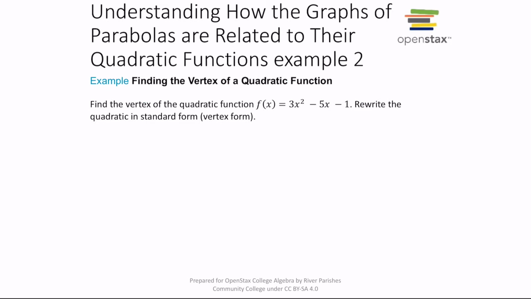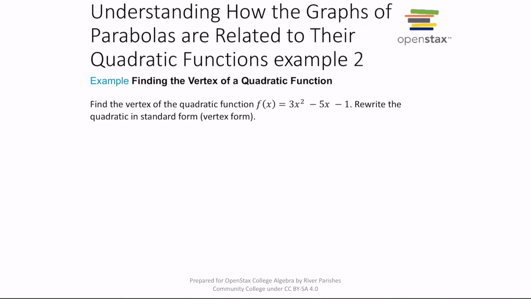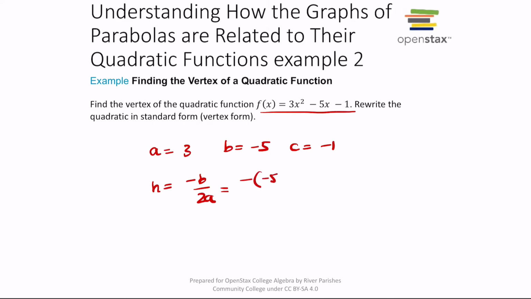So let's try a problem. So here they have given us a problem. f of x equals 3x square minus 5x minus 1. So from that, if you compare it to a, b and c, a is 3, b is -5 and c is -1. So from this we have h first, which is -b by 2a, which becomes negative of negative 5 by 2 times 3, which becomes 5 by 6.